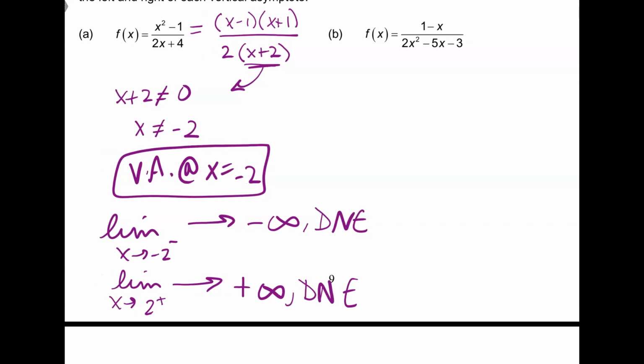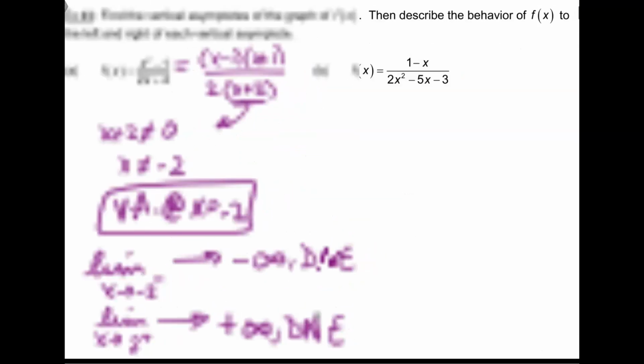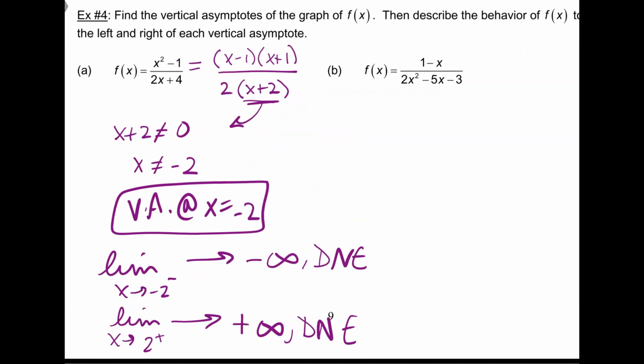This next one, well, let's see. Do we have enough time to do those? Yeah. Okay, so this one's going to be very, very similar. Let's just do it really quickly.